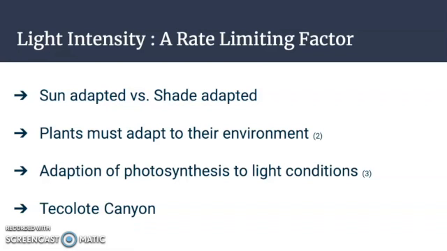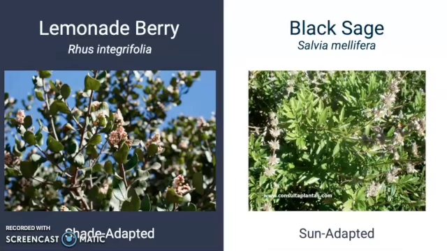We chose a sun and a shade plant from Tecolote Canyon. The south-facing side receives more sunlight, so sun-adapted plants thrive on this side, and the north-facing side receives less sunlight, so shade-adapted species are more abundant on this side of the canyon. Lemonade berry is most abundant on the north-facing slope, so it is a shade-adapted species, and black sage is most abundant on the south-facing slope of the canyon, and so it is sun-adapted.